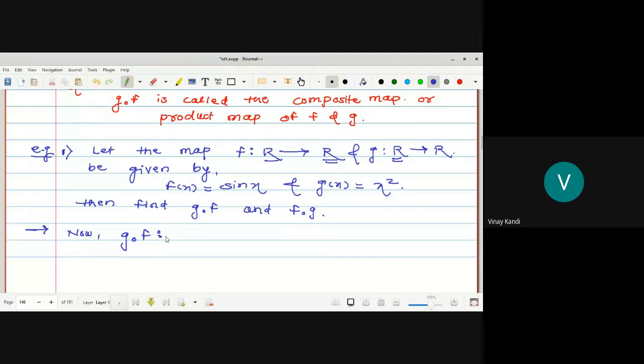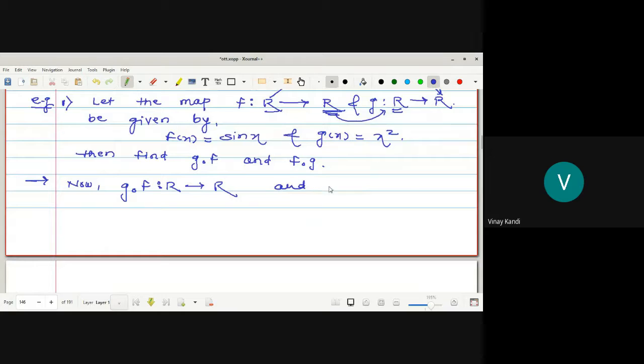Now, what is the output? It belongs to this R, which is the domain of G. So G composition F is the function from this R to this R. Also F composition G is from R to R. What is the domain of G? R. Codomain is this R, which is also the domain of f. So f composition G is also a function from R to R.